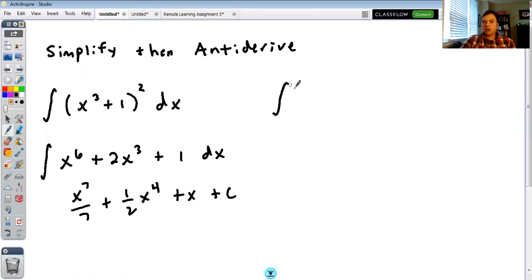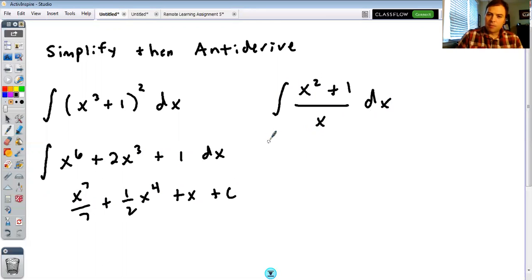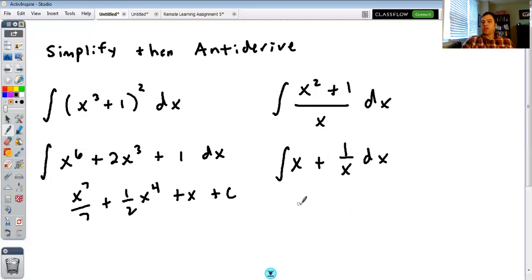Another one is the classic divide and conquer, right? Maybe you have one term divided in the bottom. It's really key that it's one term, otherwise this doesn't work. We can divide both terms in the top by x to simplify this fraction. x squared divided by x would be x. 1 divided by x would just be 1/x. And then now we can anti-derive.